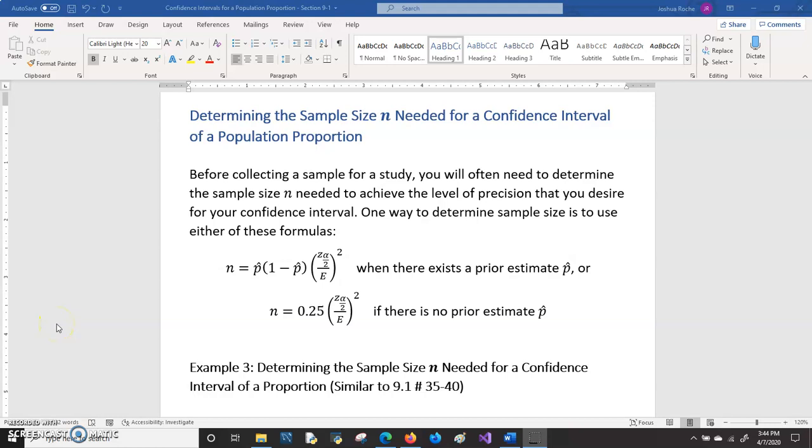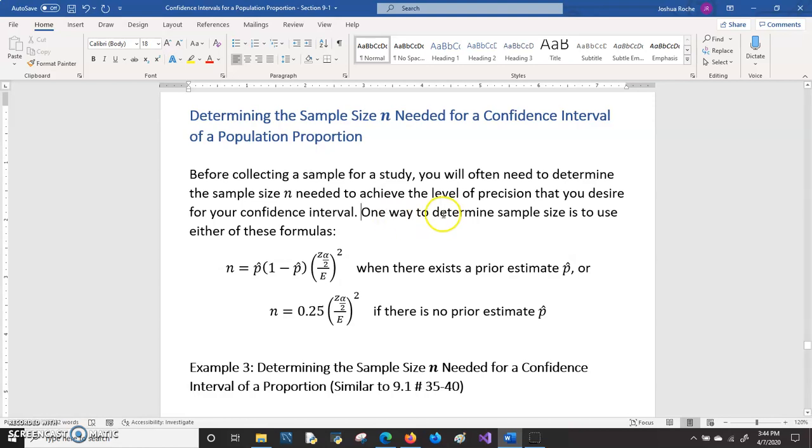The last topic we'll take a look at in section 9.1 is how to determine the sample size n needed for a confidence interval for a population proportion. Before collecting a sample for a study, you'll often need to determine what sample size you need in order to achieve the level of precision that you desire for your confidence interval. You'll need to know that sample size in order to be able to plan ahead and to apply for grants.